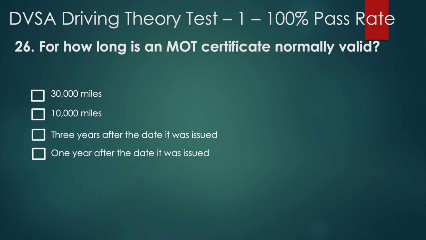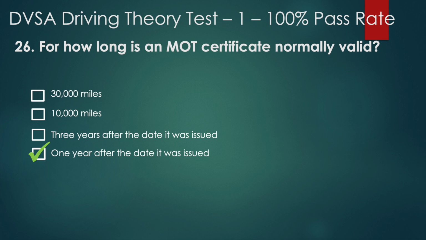26. For how long is an MOT certificate normally valid? A. 30,000 miles. B. 10,000 miles. C. 3 years after the date it was issued. D. 1 year after the date it was issued.